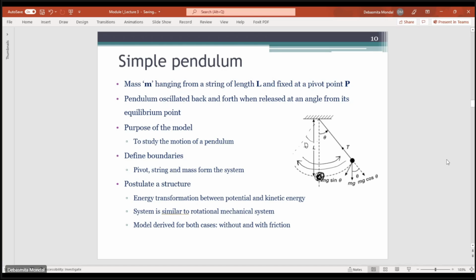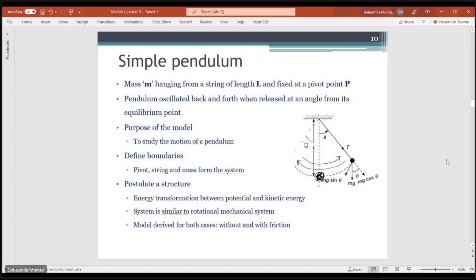Okay, so ideally if you don't have any damping or anything, if you're performing this experiment in a vacuum, then if you release the pendulum from an angle of theta, it will keep on oscillating forever. So on the right side it will go till angle theta, and on the left also it will go till an angle theta. But obviously in real life that is not the case.